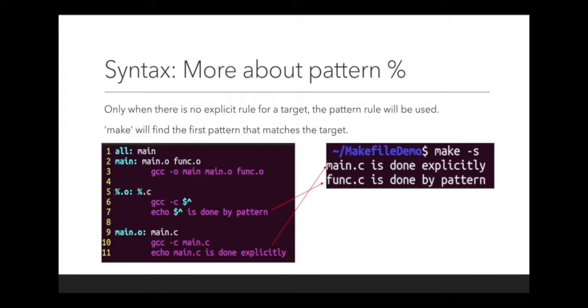And only when there is no explicit rule for a target, the pattern rule will be used. make will find the first pattern that matches the target. So if we have a pattern rule for main.o, and also there is an explicit rule for main.o, make will firstly use the explicit rule.